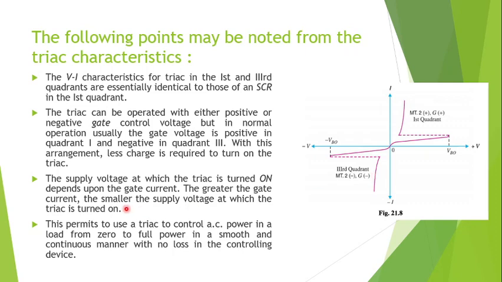As in the case of an SCR, the supply voltage at which the TRIAC is turned on depends on the gate current. So the greater the gate current, the smaller will be the supply voltage at which the TRIAC will turn on. And this characteristic will permit us to use TRIAC to control AC power in a smooth manner from 0 to full power in a fine manner, and there will be no loss of power, as there is if we use electrical methods, such as resistors in series.